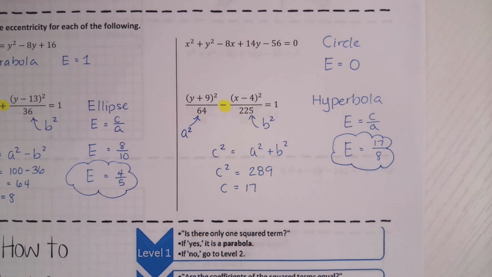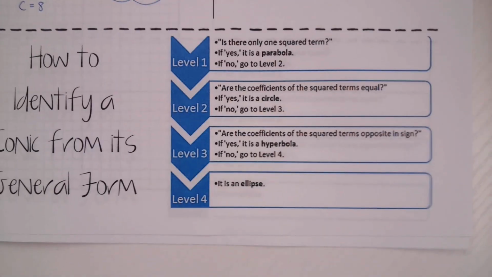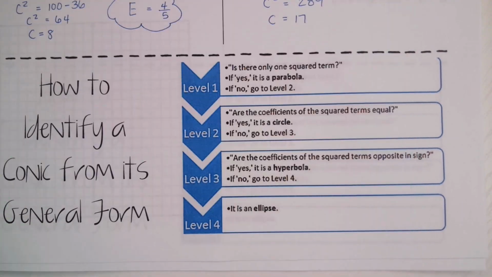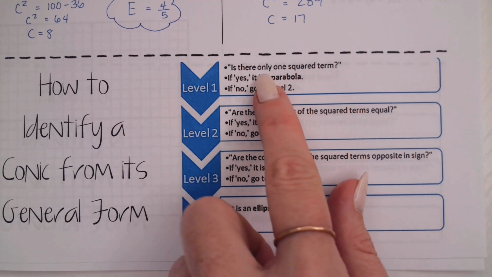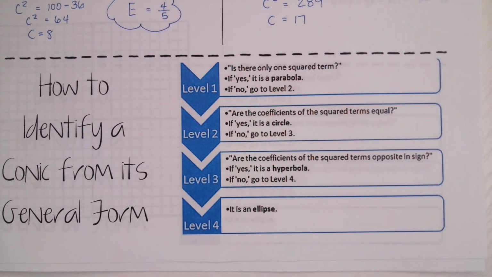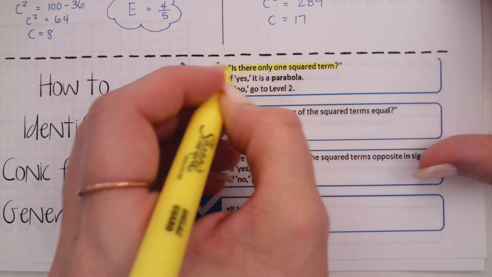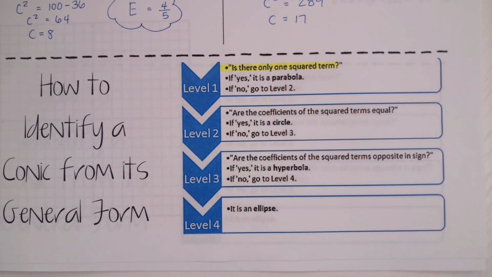Okay. Now, just practicing how to identify a conic from its general form. I think some of us have kind of got it already, but we do have a flow chart just in case. There's also a different chart on your green paper to help you figure out which conic it is from its general form. Okay, first question I ask myself is, is there only one squared term? Because if there's only one squared term, what is it? Yep, it's a parabola.